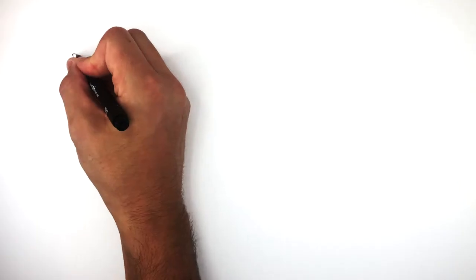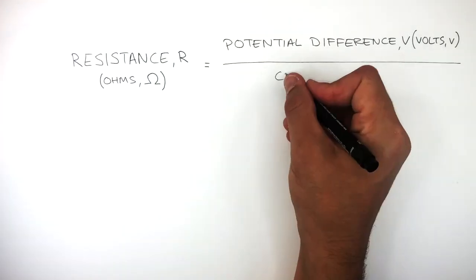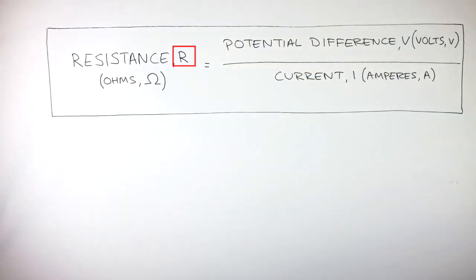This understanding of resistance can help us to remember the equation to calculate resistance, which is resistance equals potential difference divided by current. The symbol of resistance is a capital R, and the unit of resistance is ohms. And the symbol of the unit is an omega letter from the Greek alphabet.